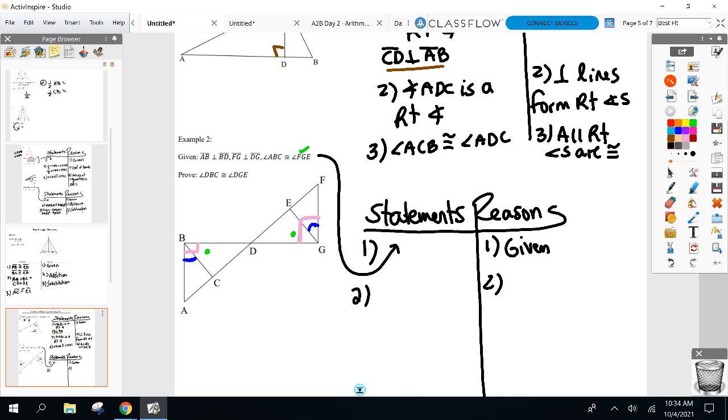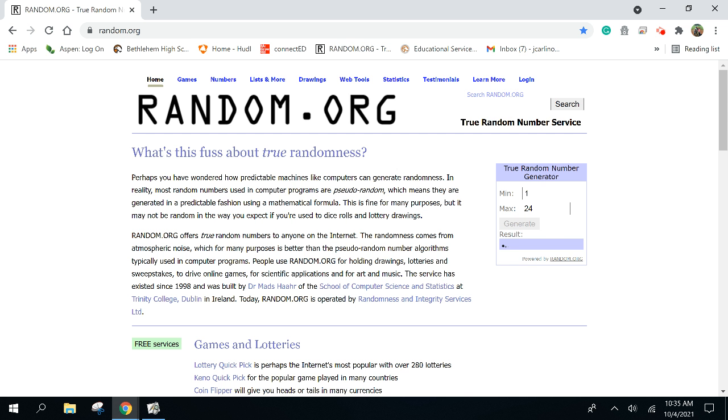Right angle ABD and angle FGD are right angles. Why? Why are they right angles? Why do we mark them on the diagram as right angles? What told us they're right angles? Adrian, what told us?